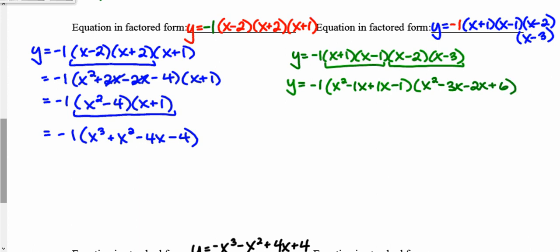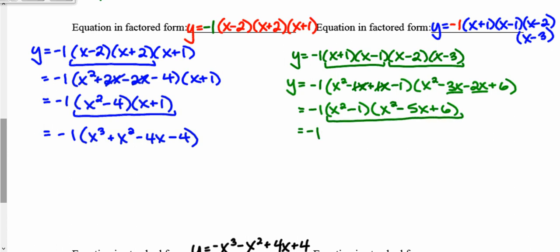And then this next step, I'm not doing anything new, I'm just cleaning up what we had, because if you notice, those two cancel each other out, so we're just left with x squared minus 1. And then these two don't cancel each other out, but they do combine to get you a negative 5x. Okay, so our goal is to get rid of all of the parentheses here, so we still have some multiplying to do. I'm going to go ahead and multiply these two together.